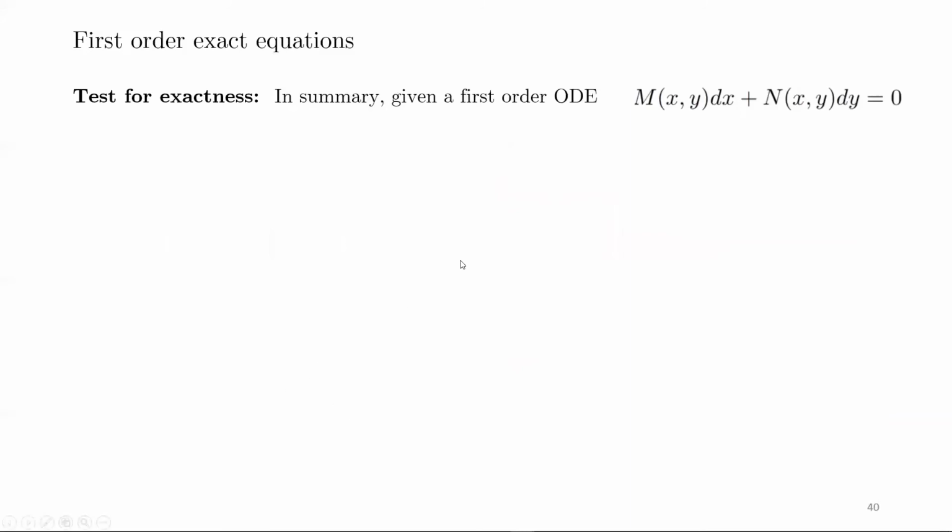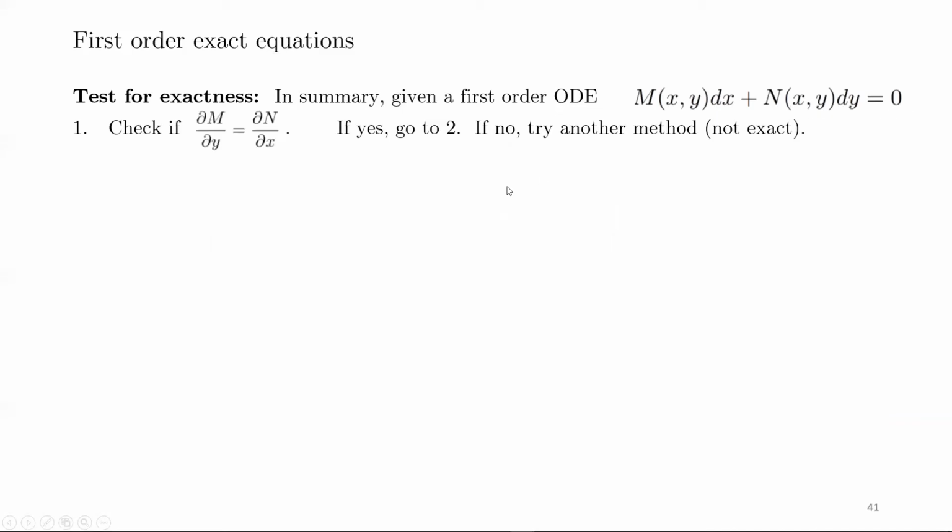So given a first order ODE of this form, we have some function times dx plus some function times dy equals 0. Firstly, check if these partial derivatives are equal. Take this function m, which is multiplying dx, and calculate its partial derivative with respect to y. Take this function n, which is multiplying dy, and calculate its partial derivative with respect to x. If these two partial derivatives are equivalent, then we have an exact equation. If they're not equivalent, then we may have to try another method.